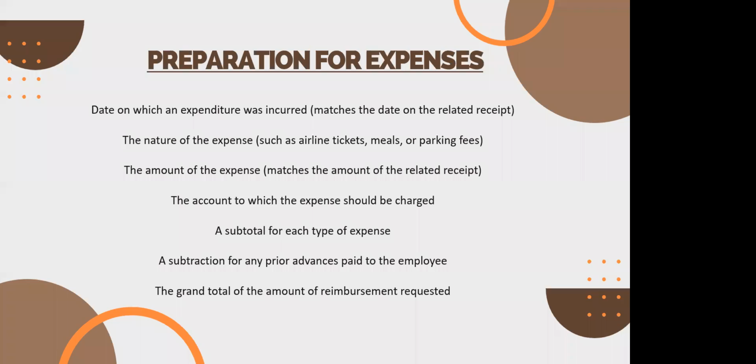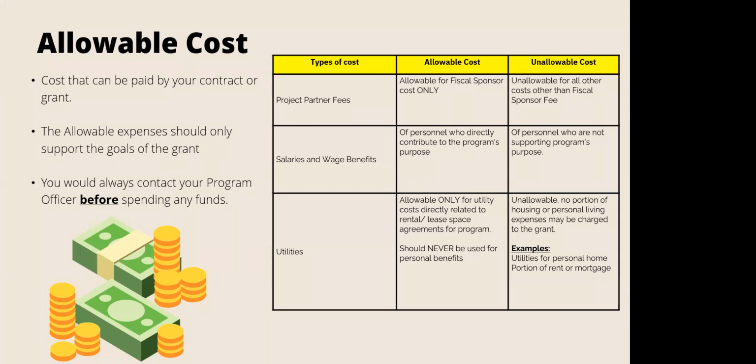Expenses. Allowable costs. That's a big topic a lot of times in nonprofit organizations, and also when you're submitting things through governmental agencies. There are various types of costs, allowable costs and unallowable. Let's go down to the last one, utilities. Utilities is the type of cost. It is allowable only for utility costs directly related to rental or lease space agreements for the program. Should never be used for personal.